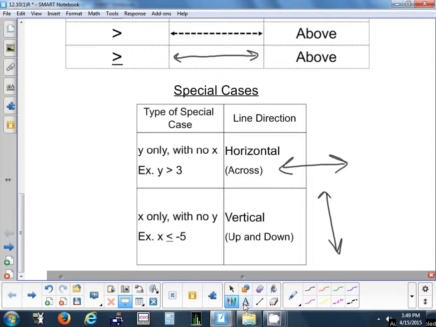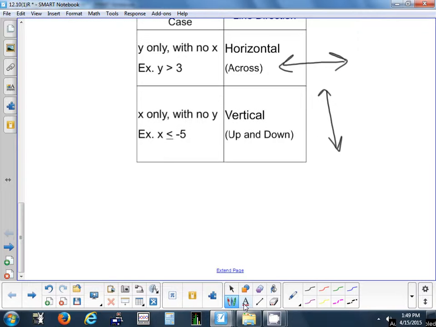So I think the reason we have to mention something special here is because Mr. Royce said either shade above or below. But when you have a vertical line, does above and below make sense? No. It's either left or right. So which way is greater? To the right, right, or to the left? To the right. All right. So if you have either greater than or equal to, shade right.